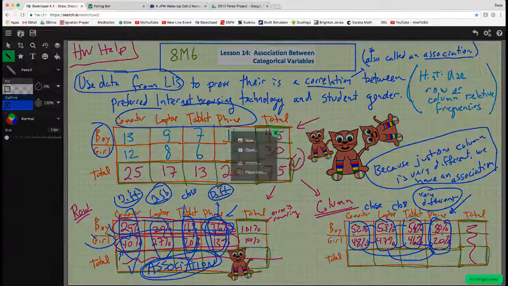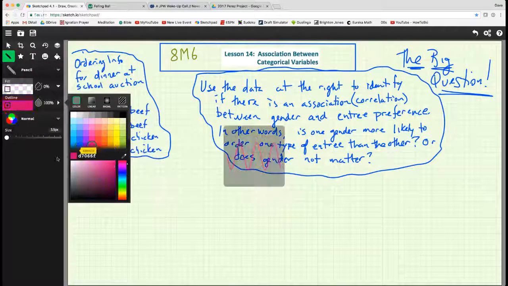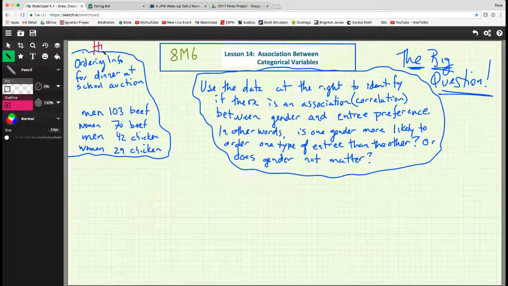Now let's look at one final example, and I'm going to let you do this one all on your own. So there's some ordering information for a school at an auction dinner. Okay, so here it is. This is homework help still. So there are 103 beef orders from men. This is the way to read this. There were 70 beef orders from women. There were 42 chicken orders from men and 29 chicken orders from women.